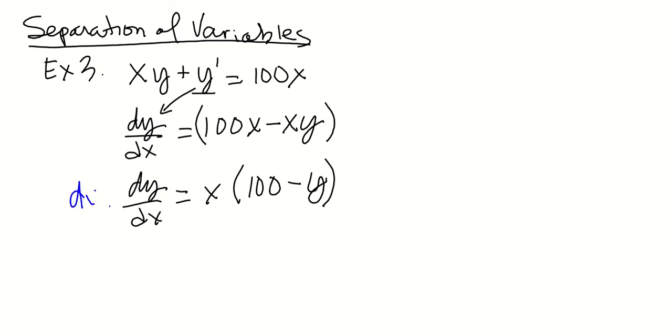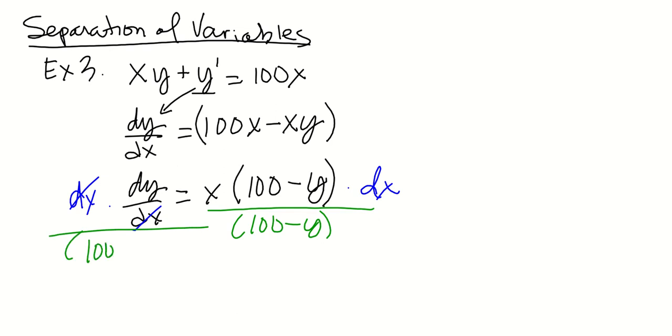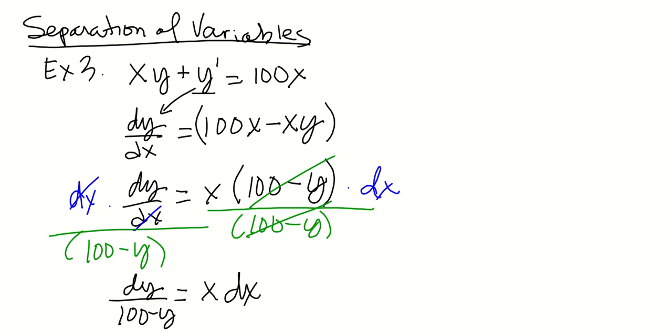So I'm going to multiply both sides by dx. That's going to divide that out and put x on the right side, and then I'm going to divide both sides by this 100 minus y, and that gives me dy over (100 minus y) equals, right here my 100 minus y divides out, and I have x times dx. And I've done that all-important step of separating my variables. My next step is going to be to take the antiderivative of both sides.